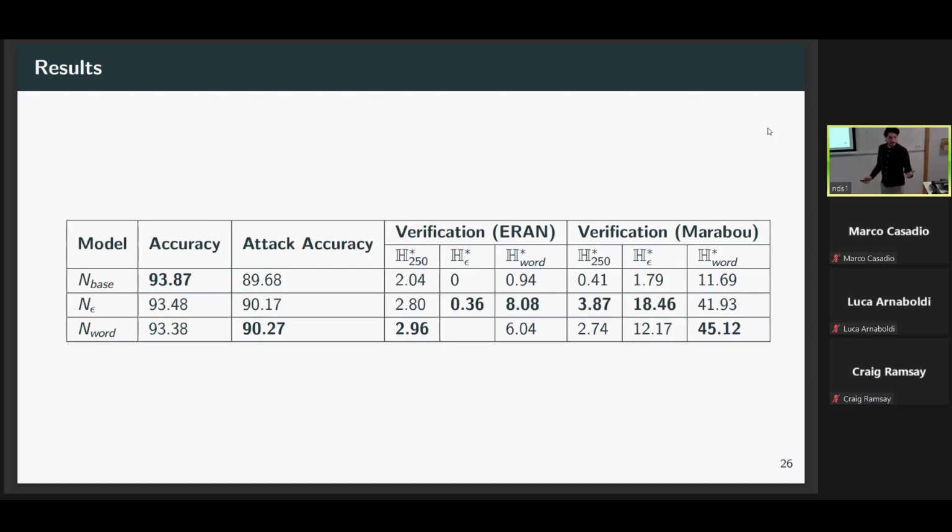Sometimes, since it's that slow, it times out. That's why you see here, for example, a smaller number than the parent. It's most probably because of the timeout. But when it doesn't, for example, here you can get an 18% up from 0.36%. That's another improvement. And the biggest one is on this one. This one, word attacks were just very good. You can verify 45% of the hyperrectangles.